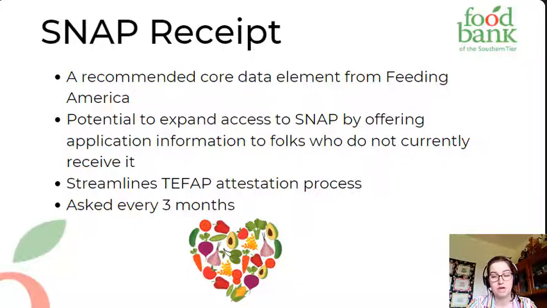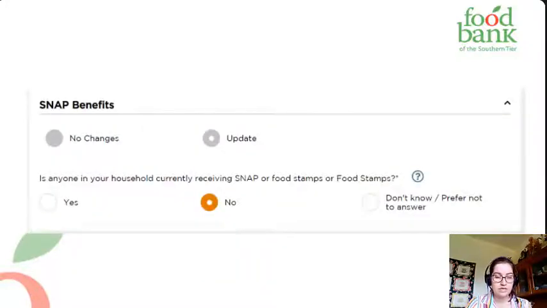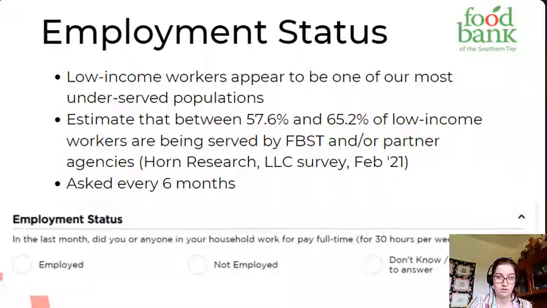And they would ask this question every 3 months because it may change whether you're on SNAP or not. But the system will know if it's been 3 months since it was asked, and in that case it would pop up and ask again. And the question looks like this. Is anyone in your household currently receiving SNAP or food stamps? Yes, no, don't know, or prefer not to answer. And that's the SNAP question, so pretty straightforward.